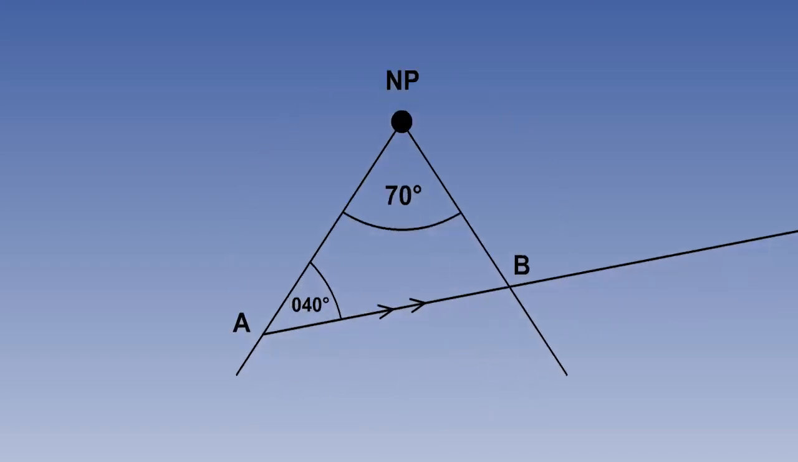Now, let's look at the geometry of this triangle. The internal angles of any triangle have to add up to 180 degrees. We have 40 degrees here and 70 degrees here, which add up to 110 degrees. Subtract this from 180 and that gives us 70 degrees here.